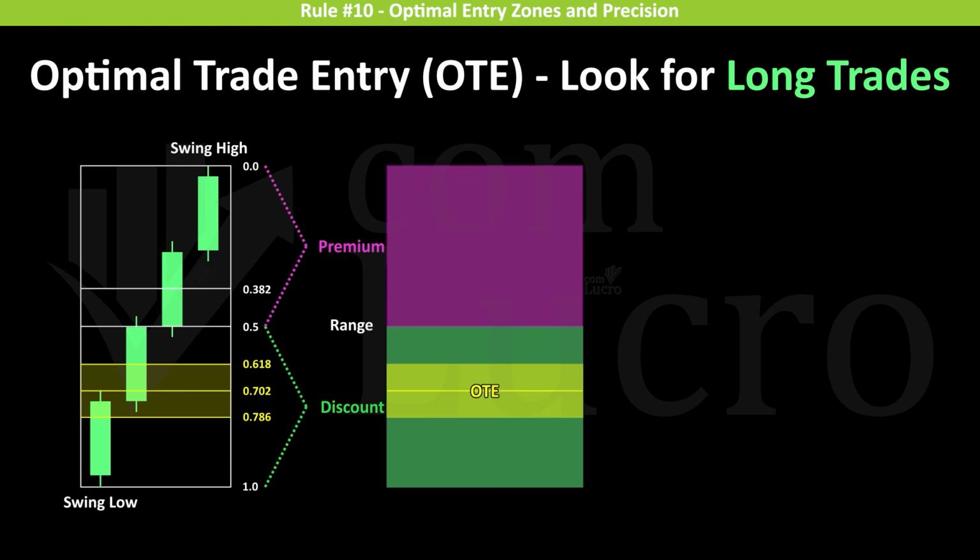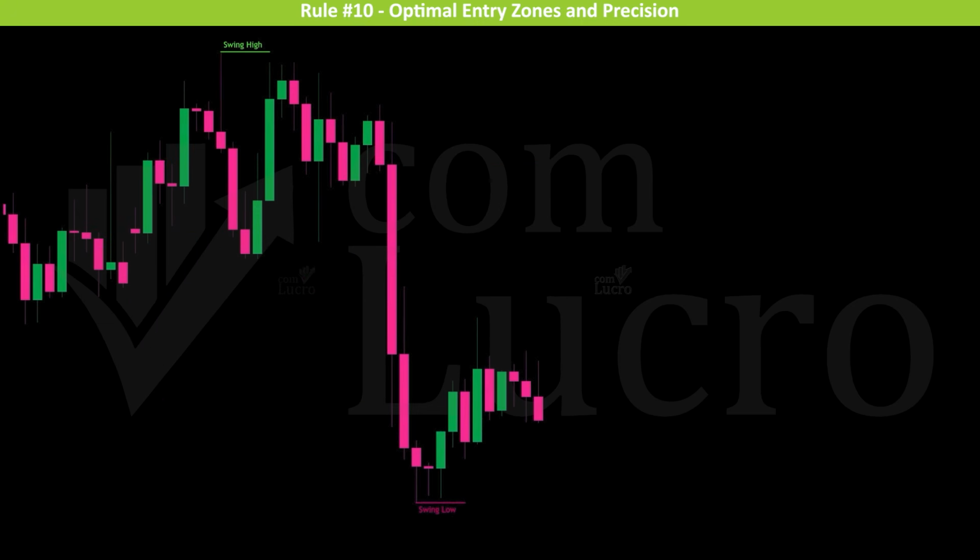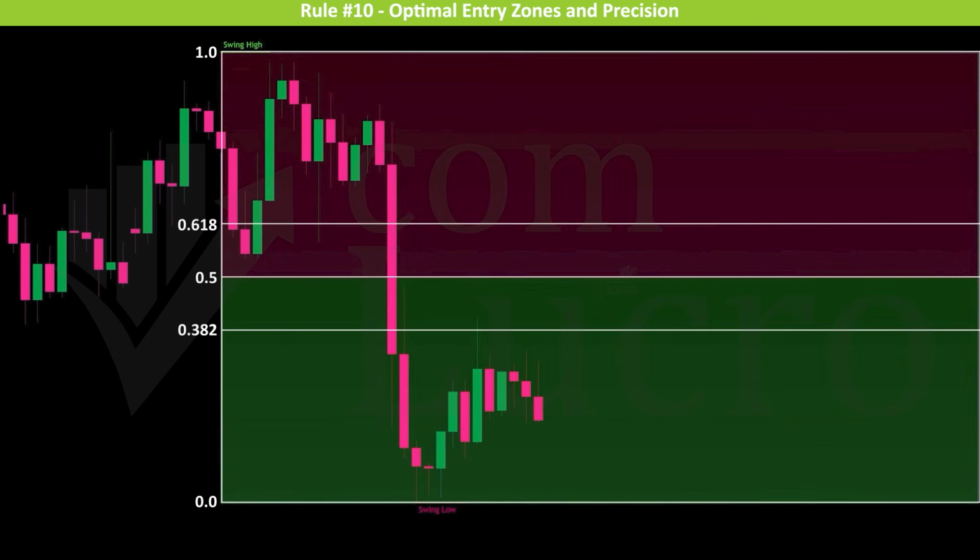This model is known as ICT's optimal trading zone and optimal trade entry. It is a structured trade entry framework built around price swings, Fibonacci retracements, and market structure. The goal is to identify the most efficient area for entry, allowing traders to enter with precision instead of chasing price or reacting too late.